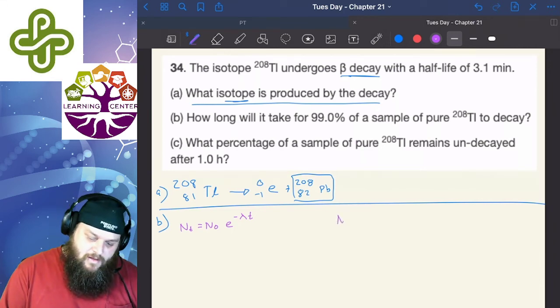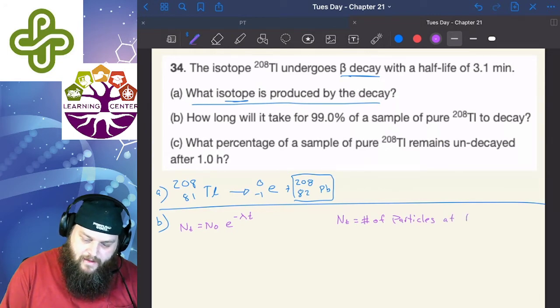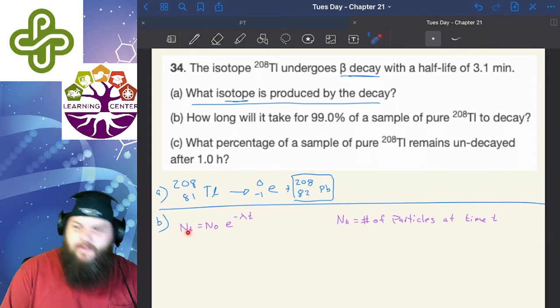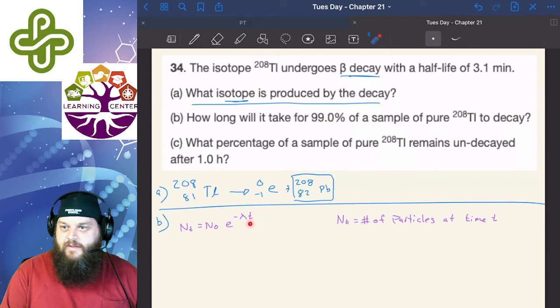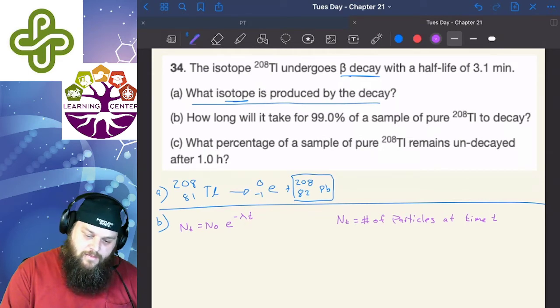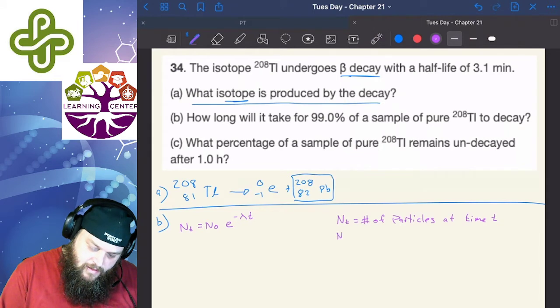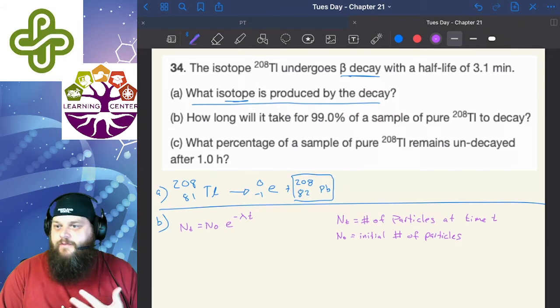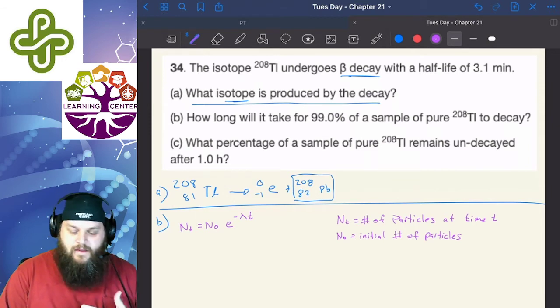So in this, N of t is equal to the number of particles at time t. So whatever time t has passed, this tells us how many particles are left after that time t. N naught is the initial number of particles. So usually you have a final and an initial. In this case, N of t is your final, N naught is your initial, and you can figure out the difference between those there.